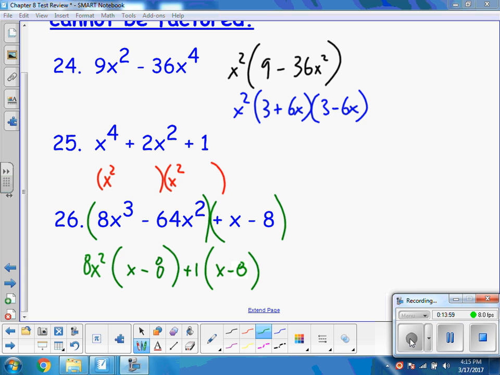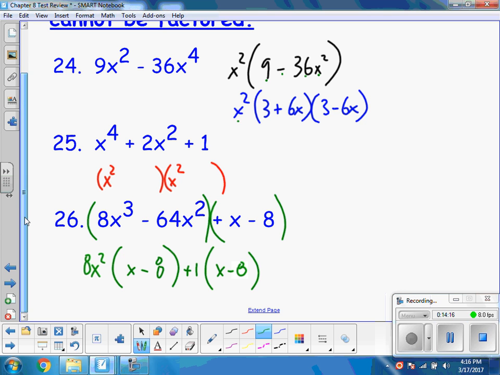All right, number 24. I factored out an x squared, which showed me perfect square minus perfect square. So this is like a perfect storm. So I ended up with 3 plus 6x times 3 minus 6x, all leading off with an x squared. That's exactly what you want to be doing.